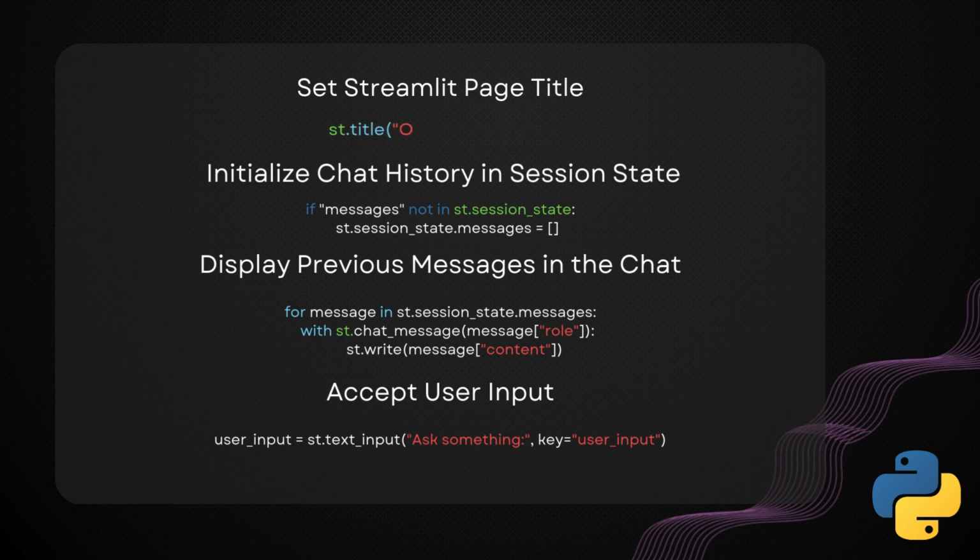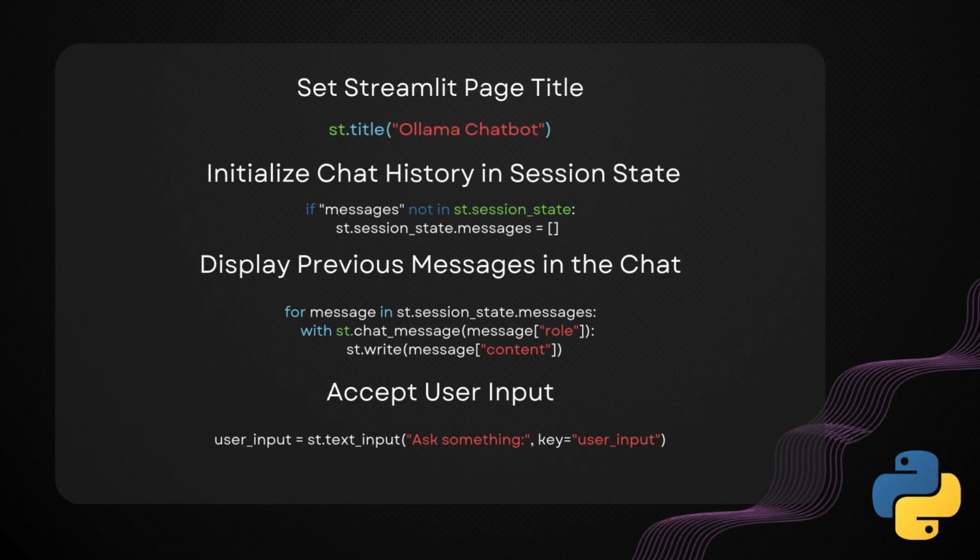Initialize chat history in session state. Checks if messages is already present in session state. If not, initializes it as an empty list. Session state helps store chat history across multiple interactions. Display previous messages in the chat. Iterates over all saved messages. Displays each message inside chat bubbles.